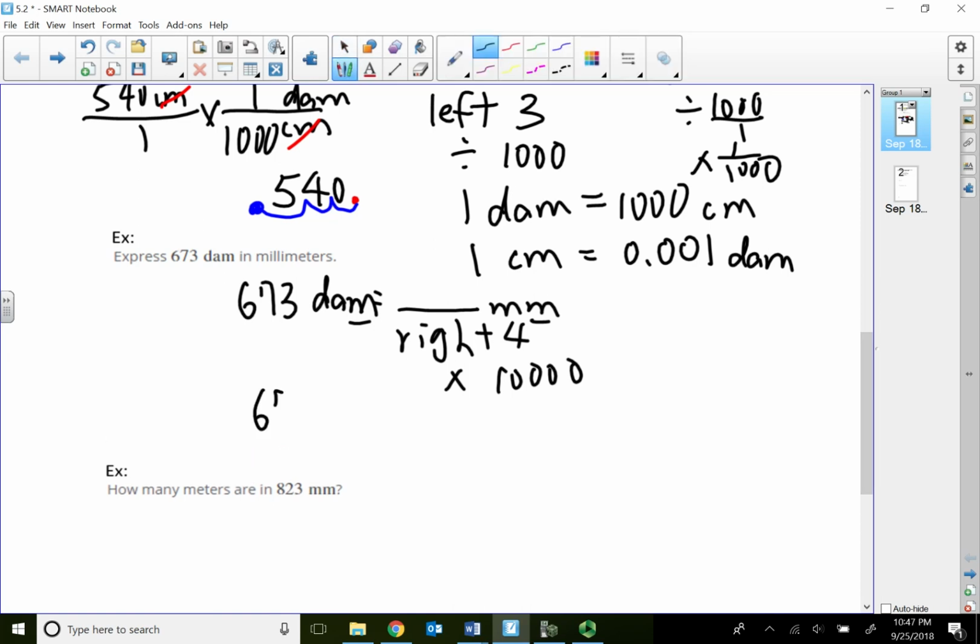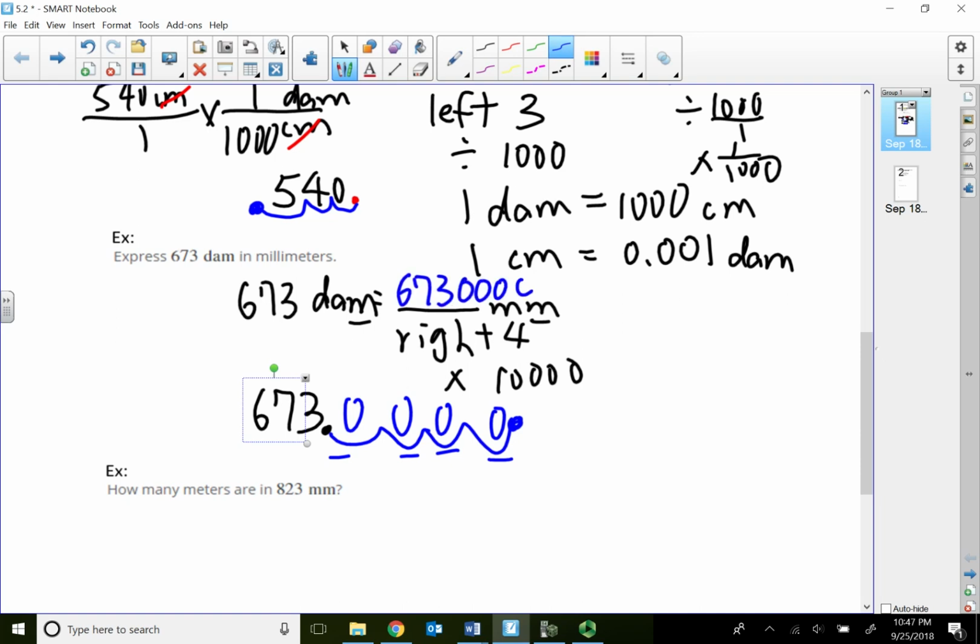So for my 673, decimal is right behind the 3. Now we need to move it to the right 4 places. 1, 2, 3, 4. Decimal's here now. 4 empty slots to put my 0s in. So my final answer is 673 with 4 zeros behind it, which is 6,730,000 millimeters.